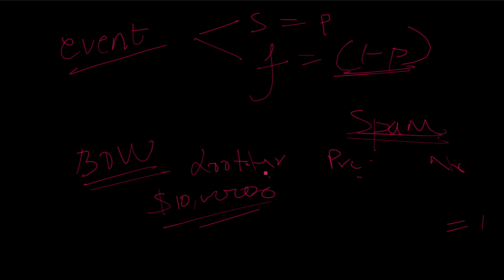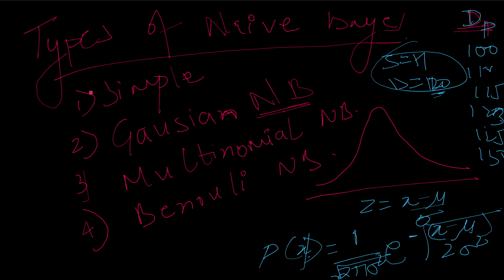I'm not interested in how many times the word lottery has come, but just whether it has come or not. But this will tell me if they have come together or not, because this will be one, this will also be one, right? So the naive Bayes classifier is actually a family of classifiers with many variants.